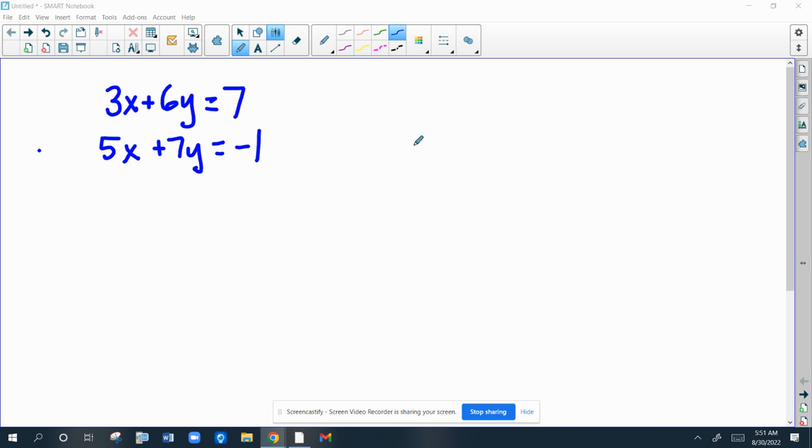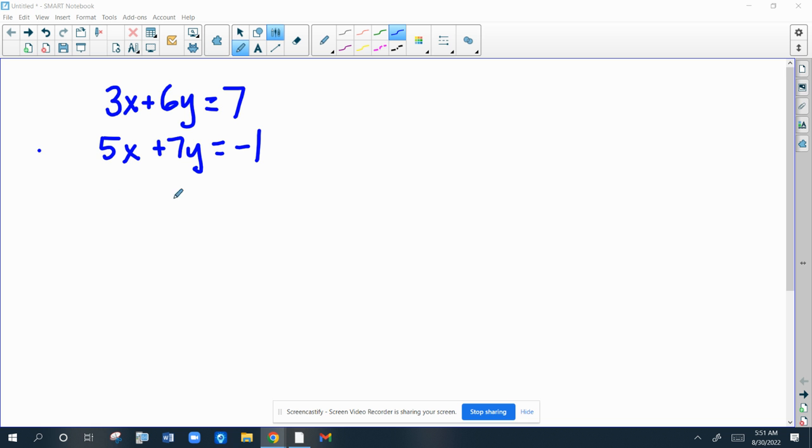So here you can just decide what we should solve for first or what we can eliminate first. It doesn't matter. You just do the easiest one or the more complicated one because it's not really complicated at all. I'm just going to decide right now to get rid of the x's first.